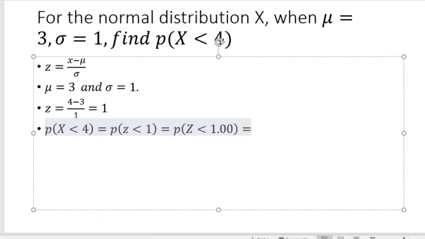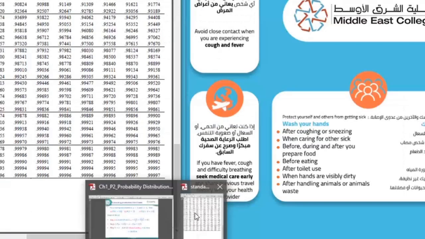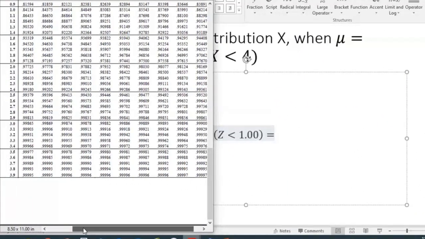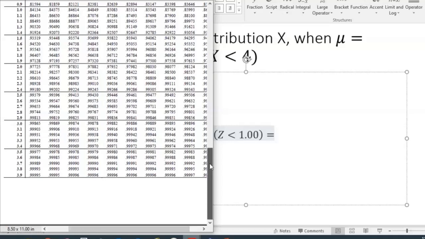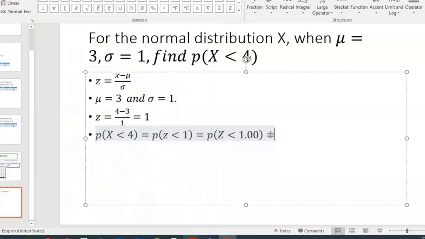Now 1.00. Come back to the table. In the table, 1 is coming here, 1.00. That is 0.84134. That is the answer for it. So that is the answer for the first question.